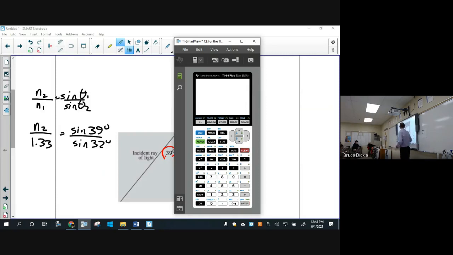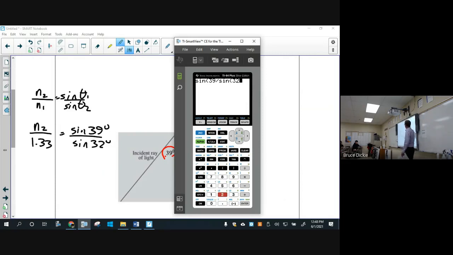So I'm going to go sine 39. Now watch this. This morning, I went sine 39. By accident, I did this, not on purpose. Sine 39 divided by sine 32. And then I multiplied it by 1.33. Got the wrong answer. What did I do wrong here?